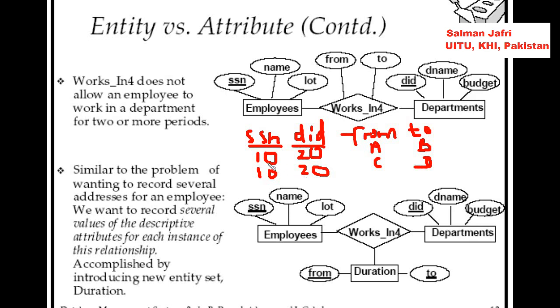Why? Because this combination must be unique because of this SSN underlined and DID underlined. So the combination is repeating. So I cannot add this row to the works in 4 relation, which means this design is making it very difficult for me to enter data into the works in 4 relationship. So it's not a good design.